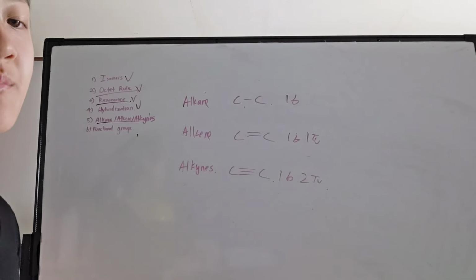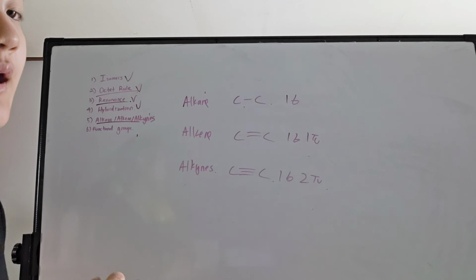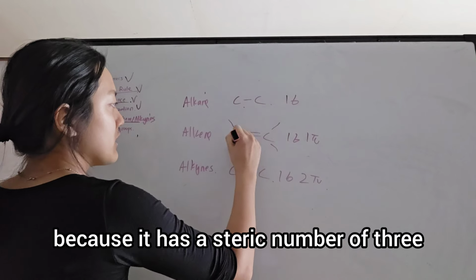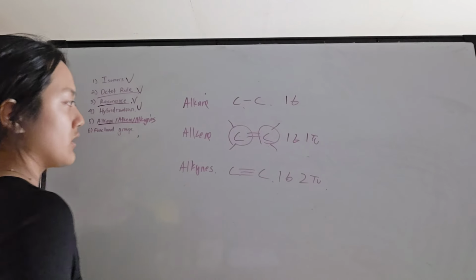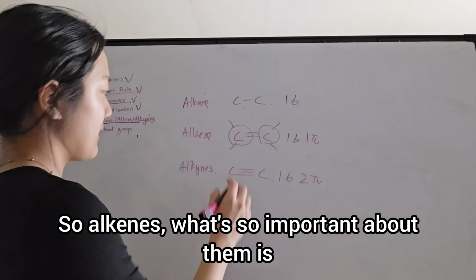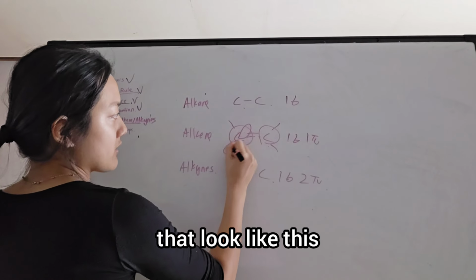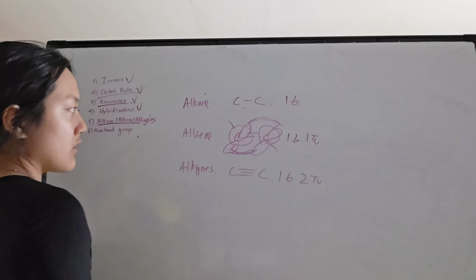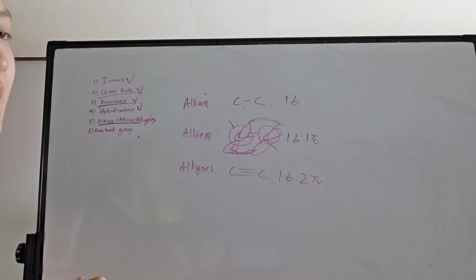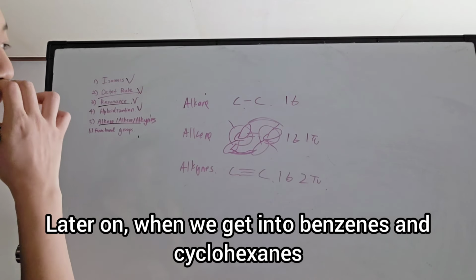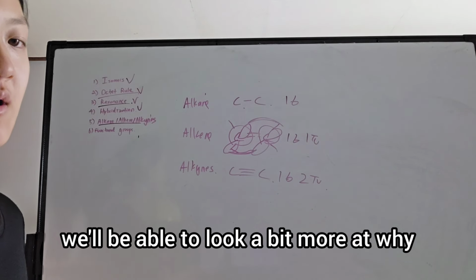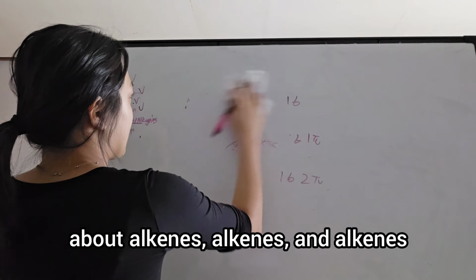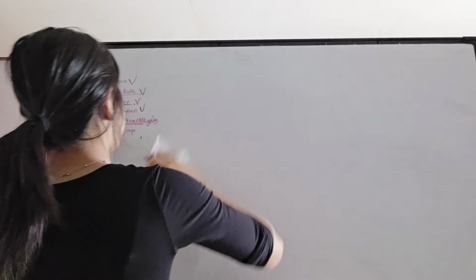This is mostly the important things about it, especially if you look at alkenes. It's always going to have a trigonal planar structure because it has a steric number of 3. So alkenes, what's so important about them is that they're going to have pi orbitals that look like this, and they're going to be able to share their resonance like this. So that's why alkenes are so important. And later on, when we get into benzenes and cyclohexanes, we'll be able to look a bit more at why that is the case. But for now, that's all you have to know about alkanes, alkenes, and alkynes.